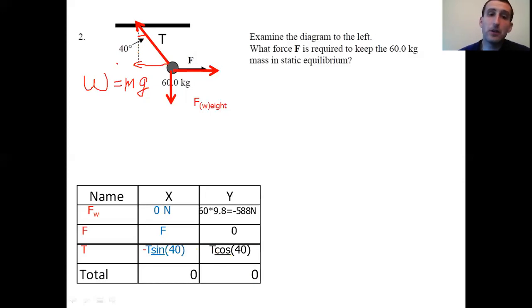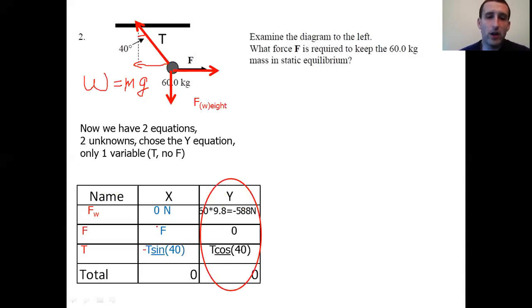Now the x is pulling to the left, so that's a negative x, and the y is pulling up, so that's a positive y. So again, we make a quick check of our equations before we go any further. We got a positive f, a negative t. That checks for the x. We've got a negative 588 and a positive t. That checks for the y. So we've got our chart filled out. Now we got to decide which column we're going to work with.